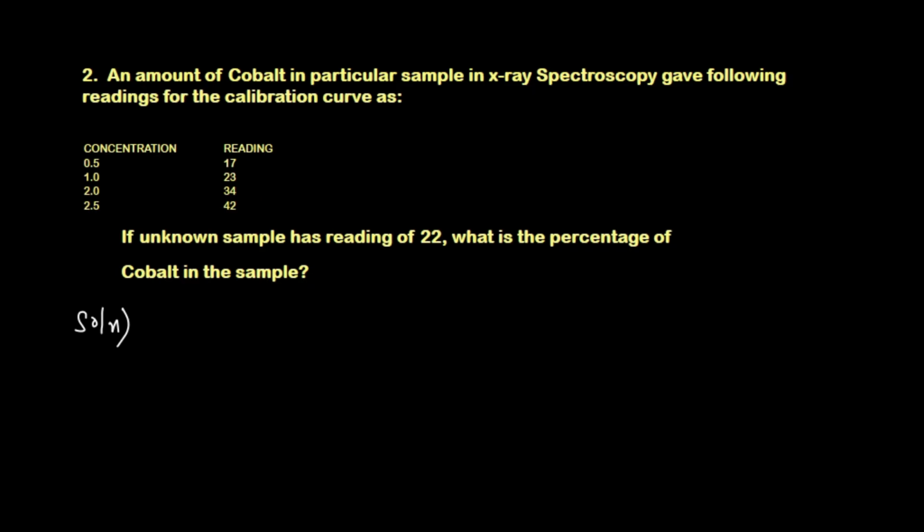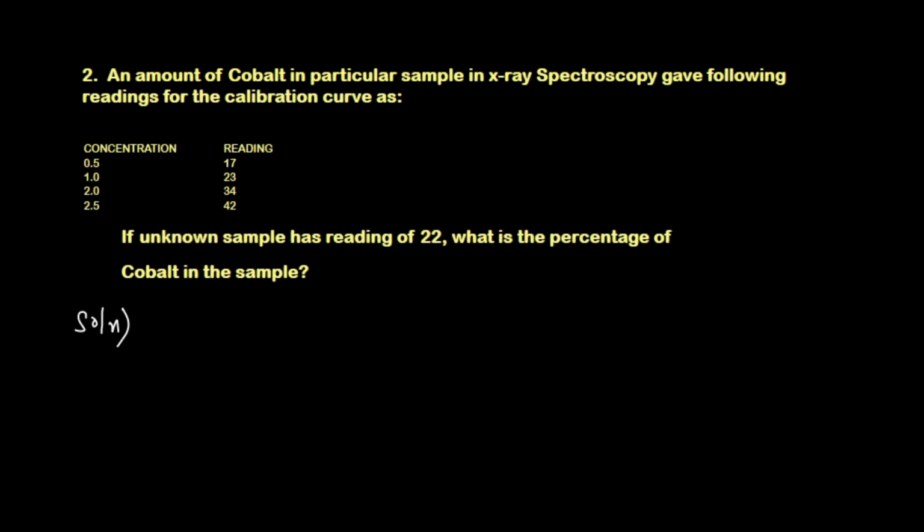So how can we solve? See, what we will do, we will assume a linear relationship between the concentration and the reading. So we are assuming that there is a linear relation, right? And whenever the linear relation is there, you can always apply your straight line equation, y equals mx plus c, and then you can calculate the m, right? And with the help of the m, then you can go for the concentration of the cobalt in the unknown sample at this particular reading, right?